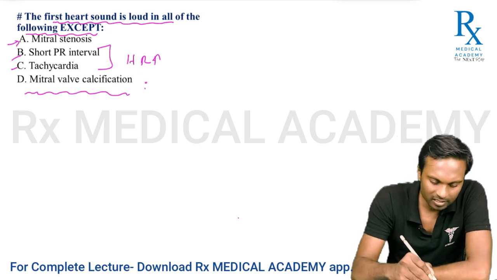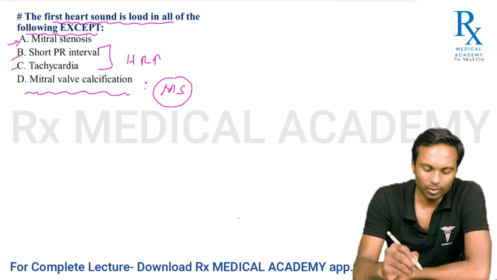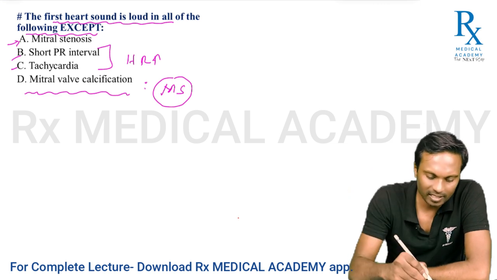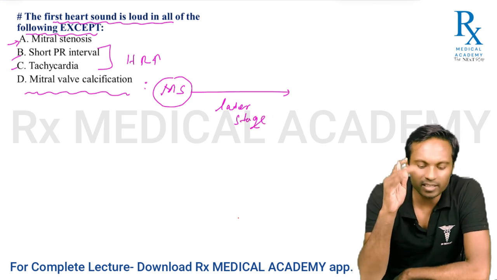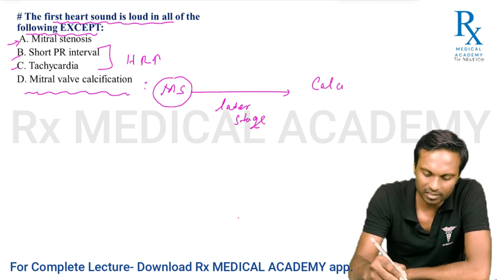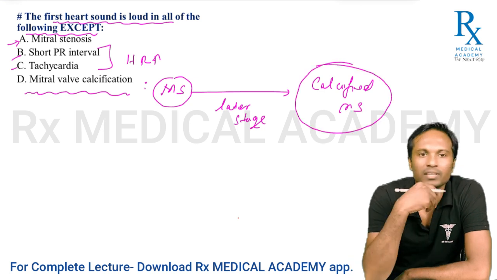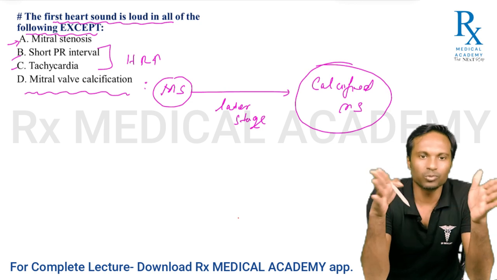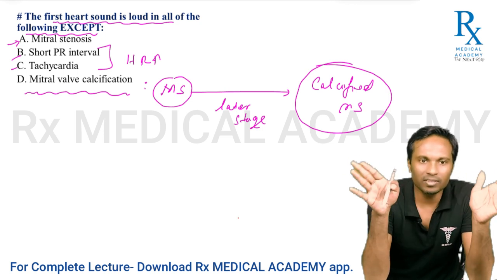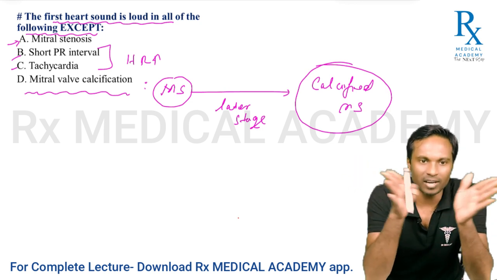Though mitral valve calcification is more or less equivalent to mitral stenosis, okay, I would like to tell you guys that in later stages of mitral stenosis, the valve gets calcified. So you have calcified mitral valve and you will have calcified mitral stenosis. Calcified valves cannot move much. Okay, so they will not hit each other at a fast rate.